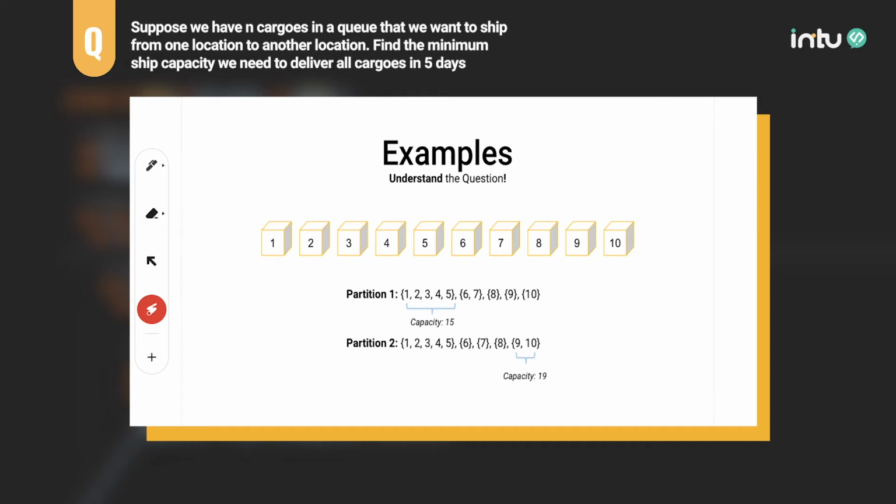The second partition is really similar to the first one, but it groups 9 and 10 together. In this case, 9 and 10 yields the highest total weight, so we would need a ship with a minimum capacity of 19 to deliver all groups from one place to the other. If you try out all different combinations, you will realize that the minimum capacity to deliver all cargoes would actually be 15.